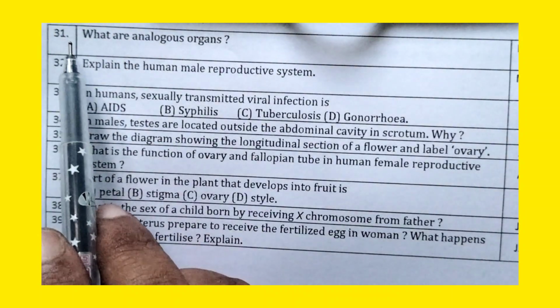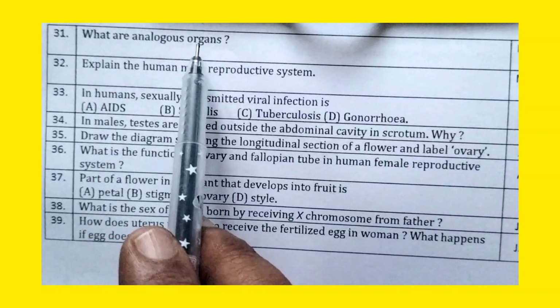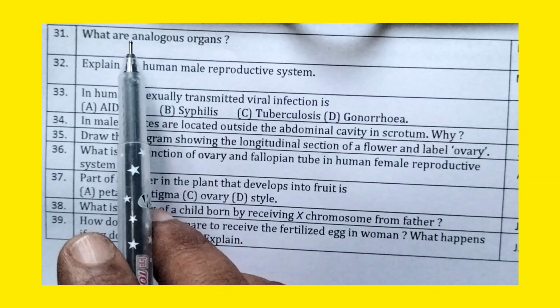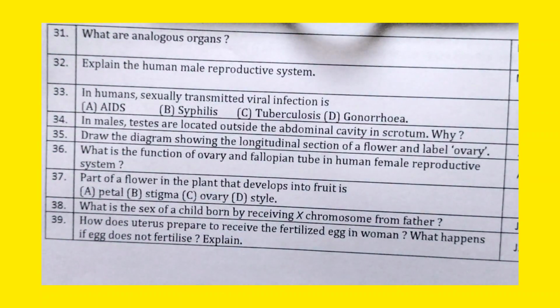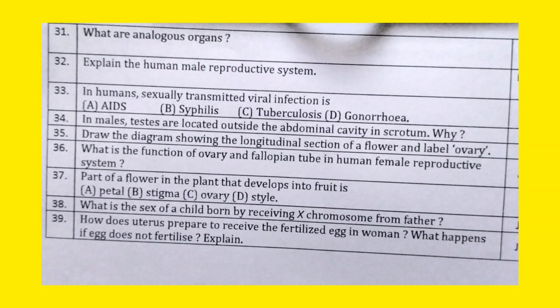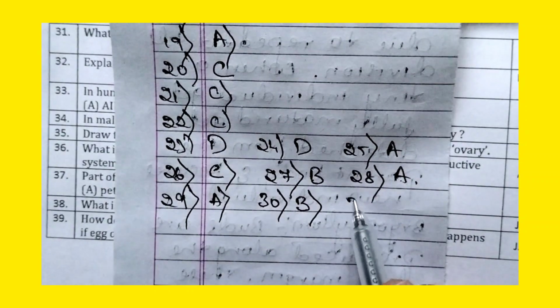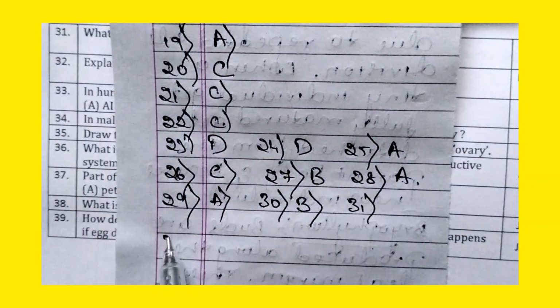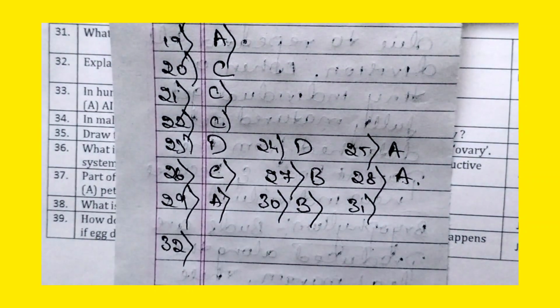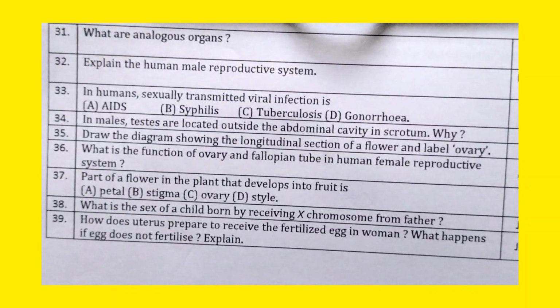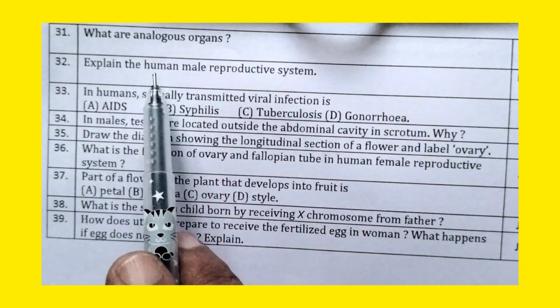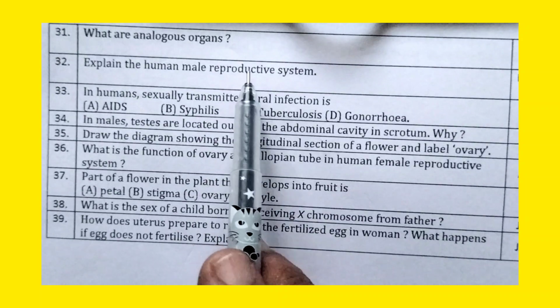The 31st question is, what are analogous organs? Actually this question is related to heredity, so let us answer it in that heredity chapter itself. Now let us move to the 32nd question. The 32nd question: explain the human male reproductive system.